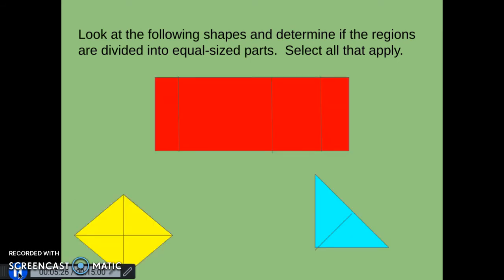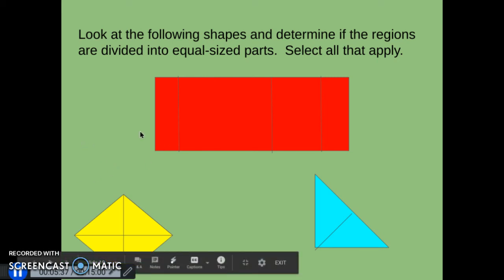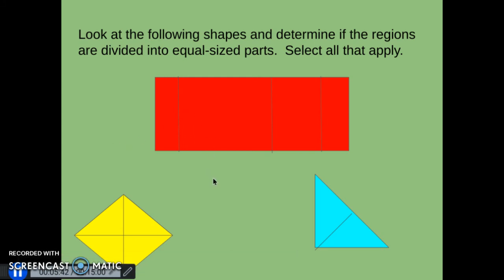Okay, we're going to do the next view, and we're going to do the same thing. We're going to look at each shape, and we're going to try to determine if it's divided into equal parts. So the first one that we have is a rectangle. This rectangle is broken into 4 pieces. As you're looking at that rectangle, immediately you see this larger section here that is cut out, and then you have a couple of smaller pieces, and then one that's kind of in the middle of the larger piece and the smaller pieces. So we can immediately see that this is not cut into equal size parts. So this one would not apply in our answer here.